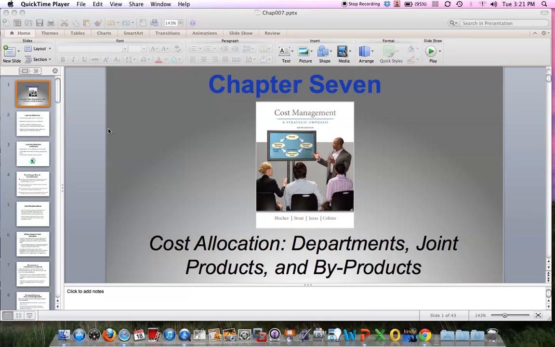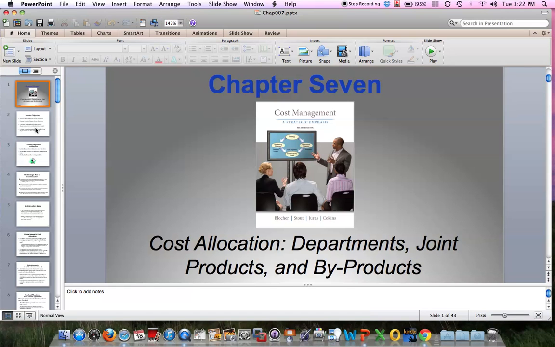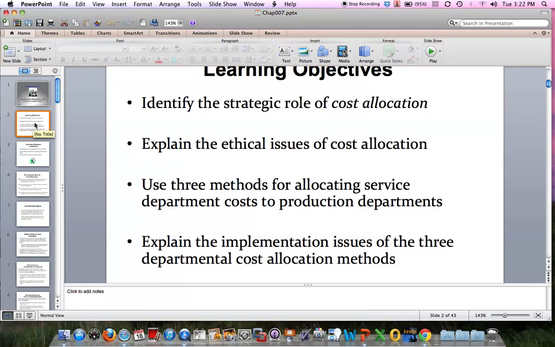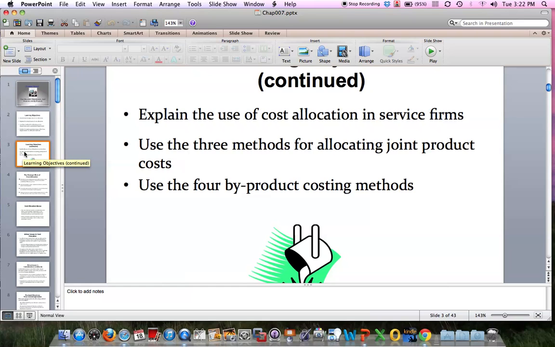Well, today we're going to talk about Chapter 7, and I'm looking in the book on page 223, and the topic is cost allocations by departments, joint products, and a little bit about byproducts. And some of the objectives we're going to talk about is the strategy behind cost allocations, some ethical issues, some methods used to allocate service department costs to production departments, and then some implementation issues depending on what kind of method we choose to use that we'll go over.